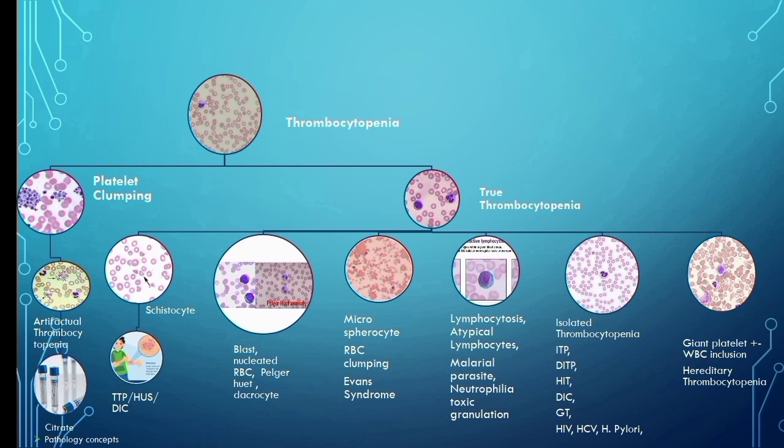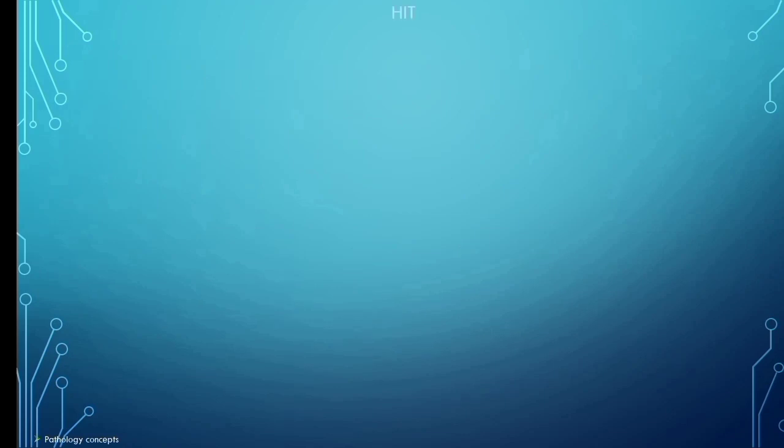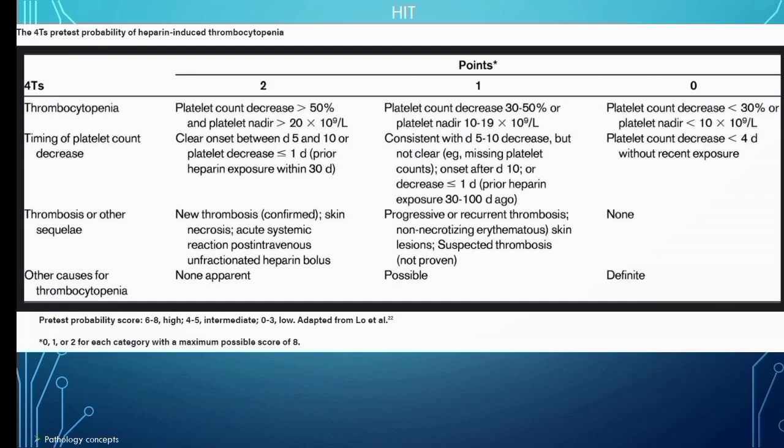HIT is heparin-induced thrombocytopenia. It is suspected when a patient has more than 50% decrease in the platelet count compared with baseline, or total platelet count less than 1 lakh per microliter with a normal baseline count, on heparin therapy. Clinical manifestations of HIT are venous or arterial thrombosis, necrotic skin lesions at the heparin injection site, or acute systemic reaction. The diagnostic test for HIT is heparin PF4 antibody testing.